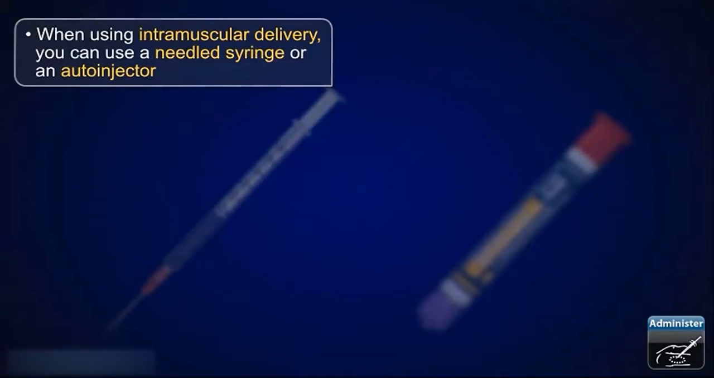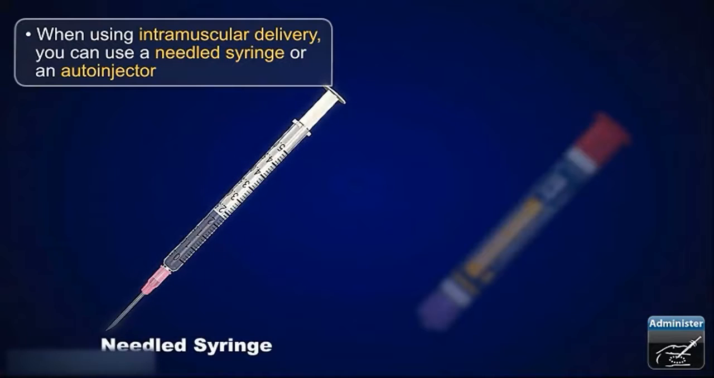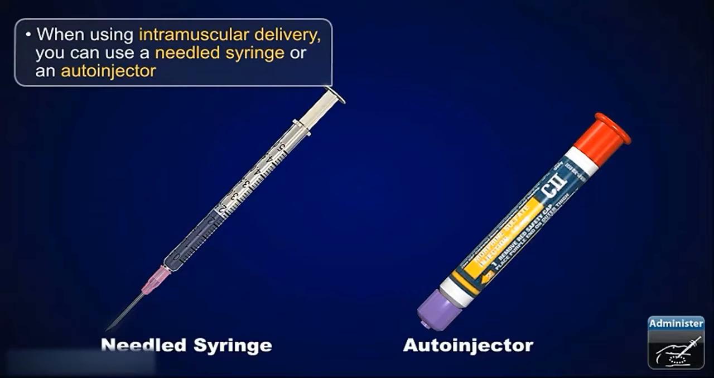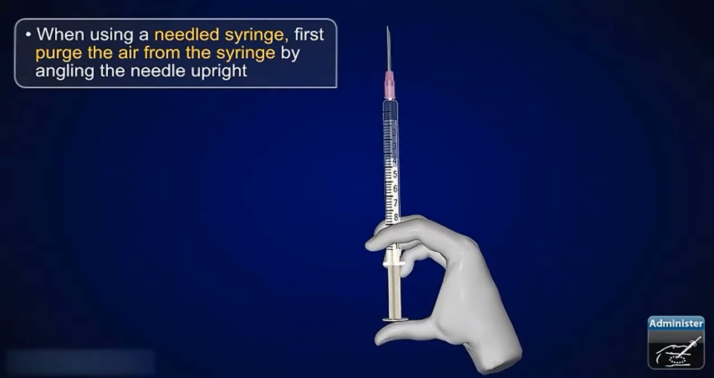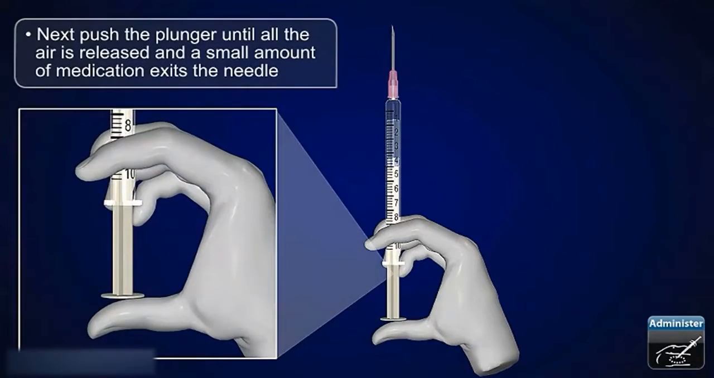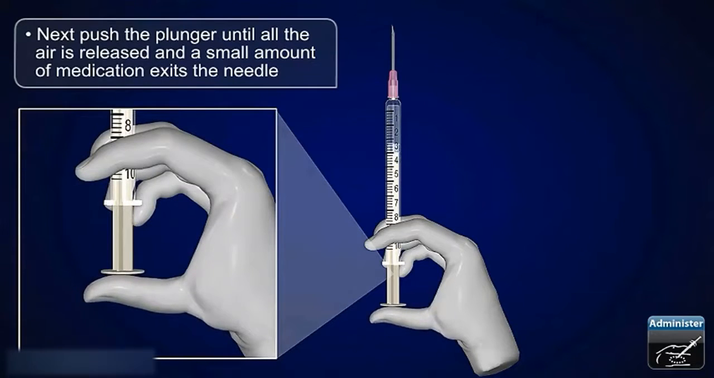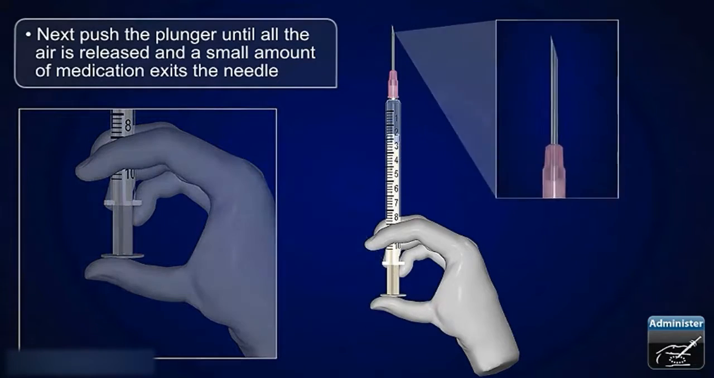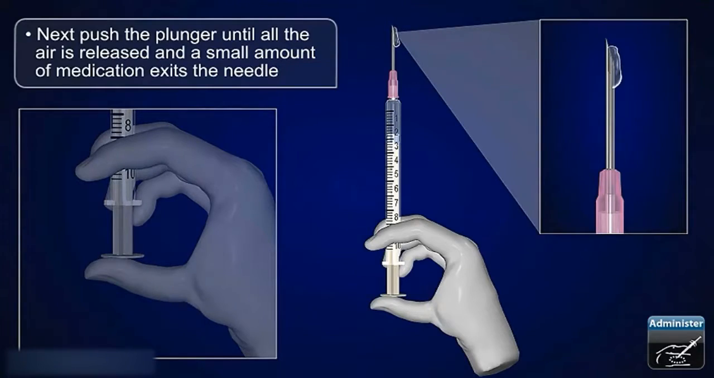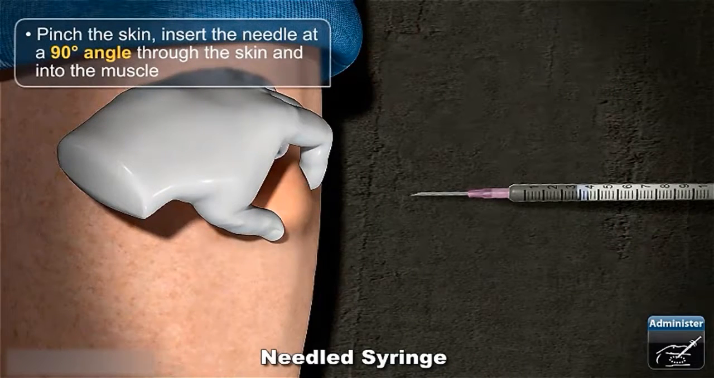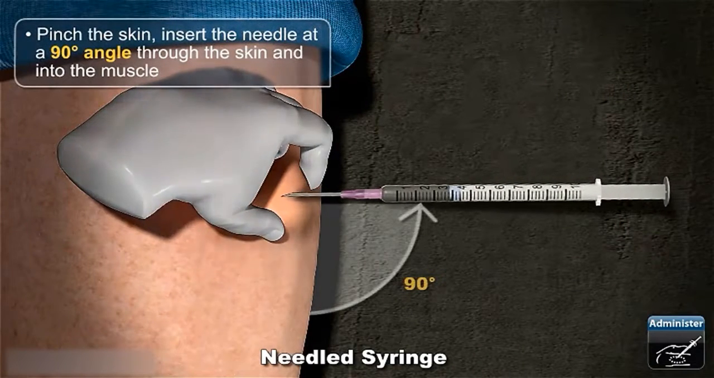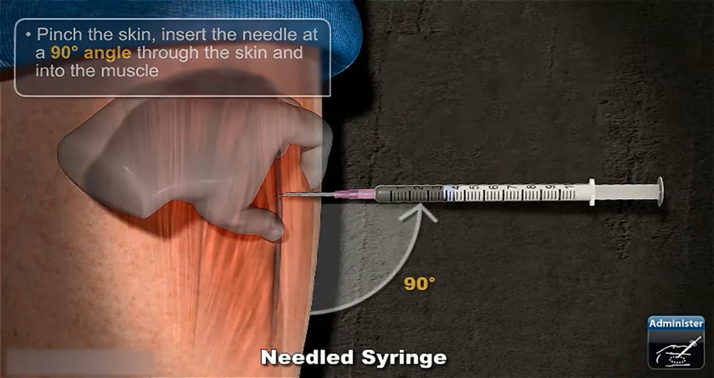When using intramuscular delivery, you can use a needled syringe or an auto-injector. When using a needled syringe, first purge the air from the syringe by angling the needle upright. Next, push the plunger until all the air is released and a small amount of medication exits the needle. Pinch the skin, insert the needle at a 90-degree angle through the skin and into the muscle.